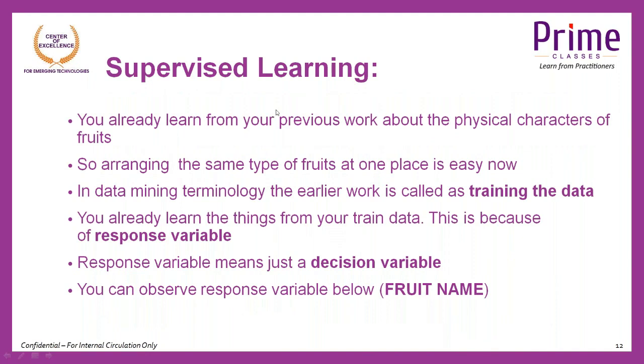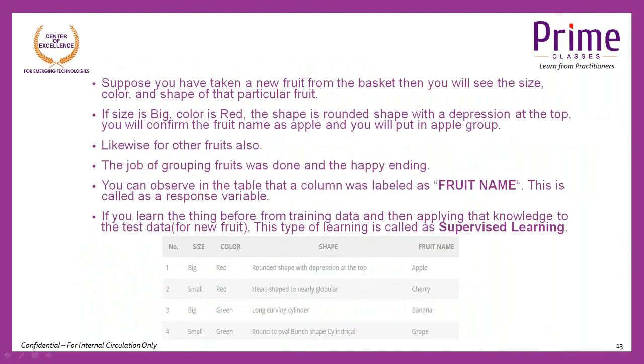So this is what I explained. In supervised and unsupervised learning, we'll be able to differentiate based on size and color, right? Size, color, shape. We say if this is it, then it is apple. If this is it, then this is cherry, right? So we're able to classify.